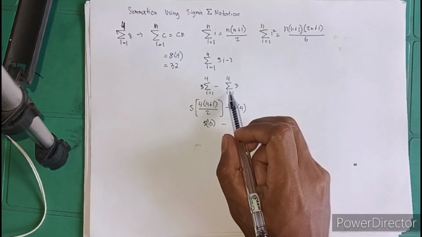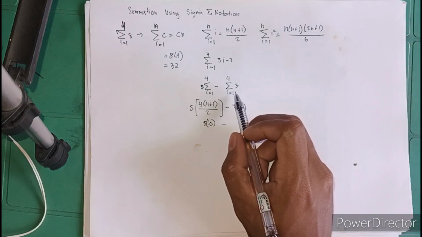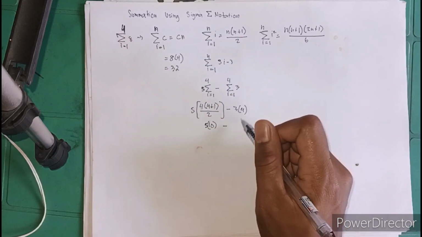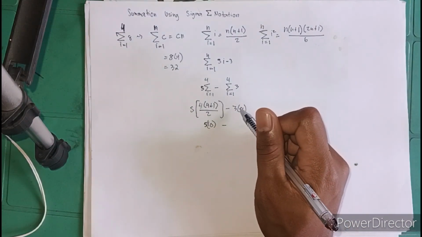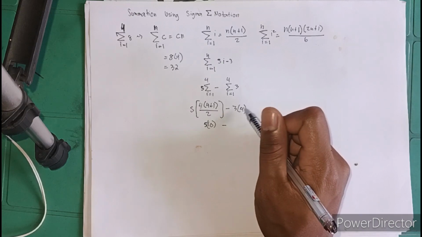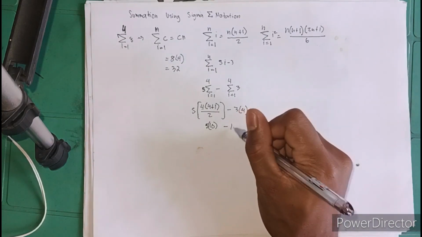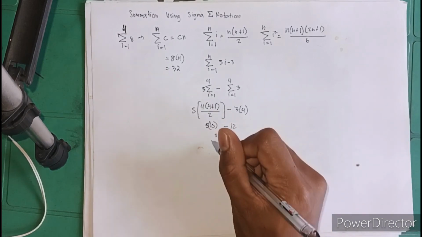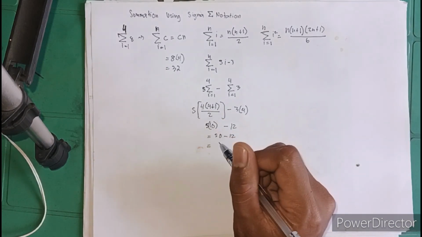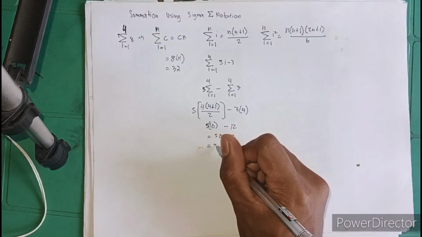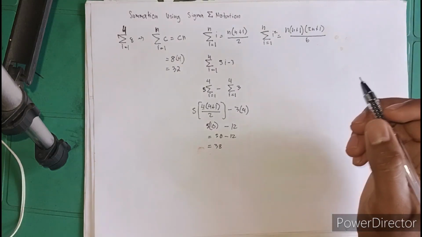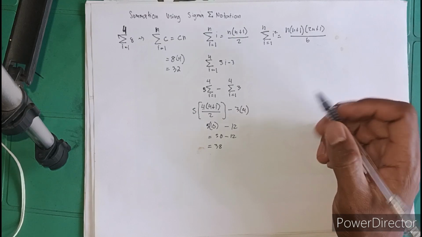And this second expression here, we'll use this formula of constant times n. So all we need to do is substitute 3 times n. So 3 times n is equal to 12. So we'll now have 50 minus 12 is equal to 38. So that's how you find the summation using the sigma notation.